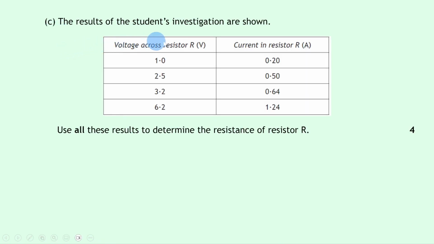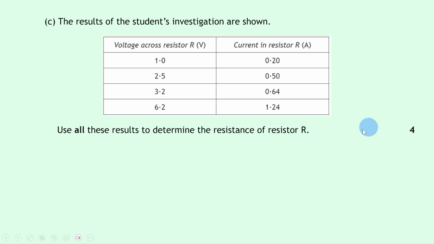Part C says the results of the student's investigation are shown. So we've got a table showing the voltage across the resistor R in volts and the current in the resistor R in amps. And there's 4 values for each. And it says use all these results to determine the resistance of resistor R, and there's 4 marks available here.